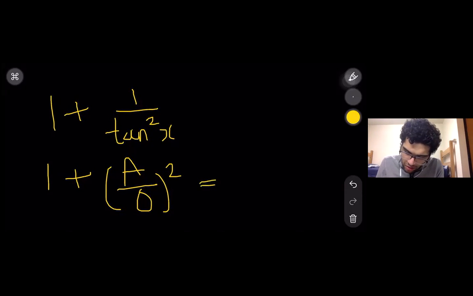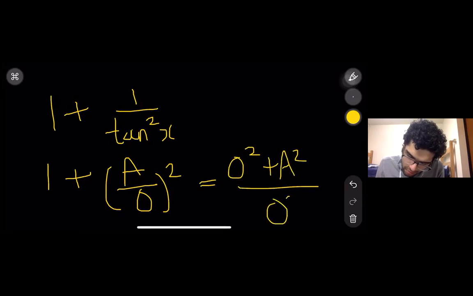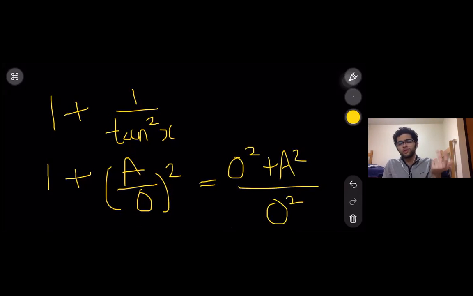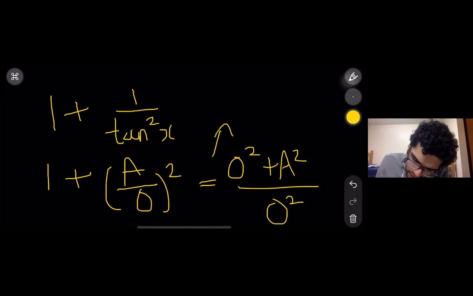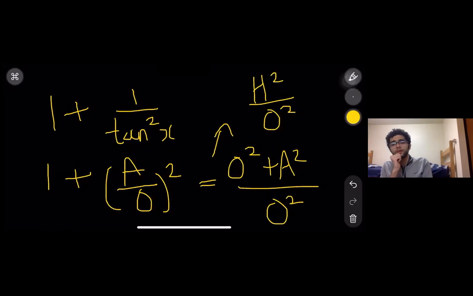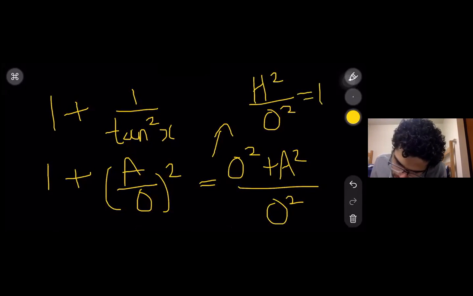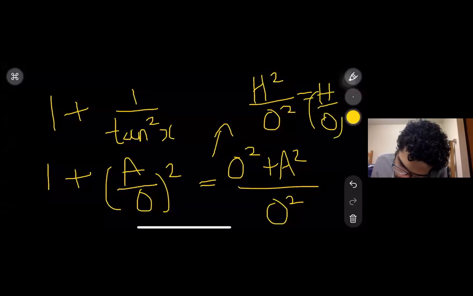Let's use the same logic. So we'll have o squared plus a squared over o squared. Just simple algebra. Now instead of writing 1 as a squared over a squared, we write it as o squared over o squared. And this gives us again hypotenuse squared over o squared. Do you agree? Because o squared plus a squared is h squared. Opposite squared plus adjacent squared is hypotenuse squared. What is this? This is h by o, the whole squared.